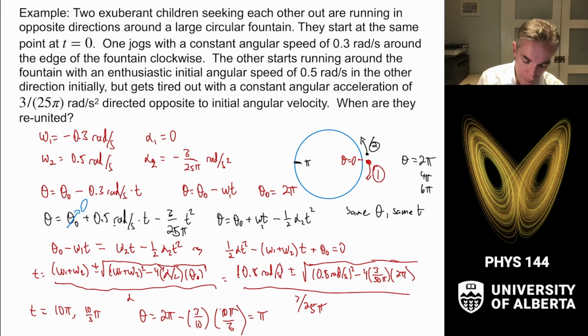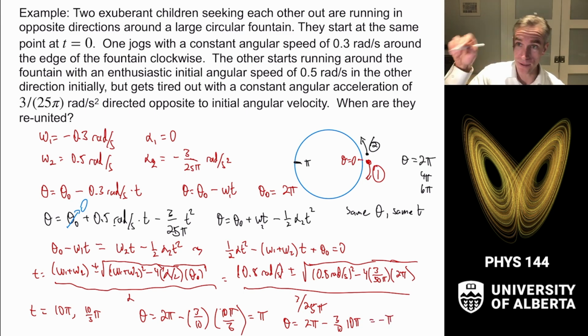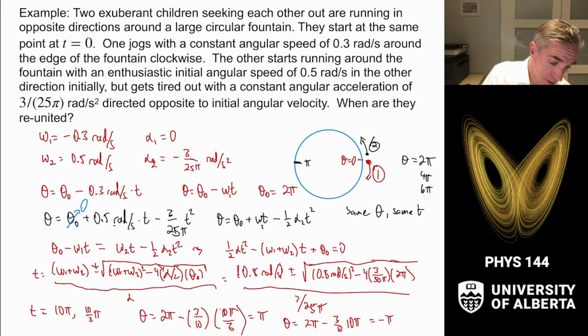If I plug in my other angle, I get theta is equal to 2 pi minus 3/10 times 10 pi. And so that will become negative pi, which would be all the way around the circle again, but the first time they meet is this first time here. So we're going to stick with that as our root. So that's it. We've figured out where those children meet.